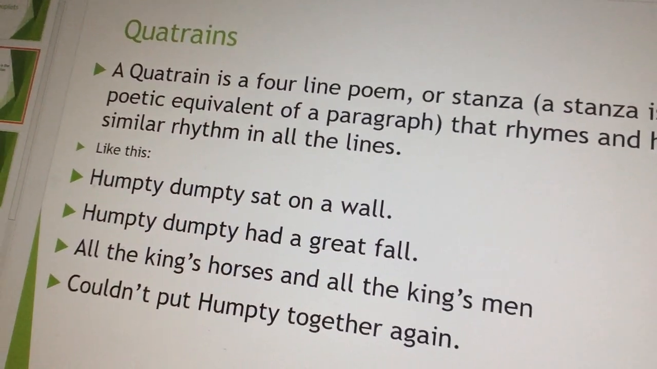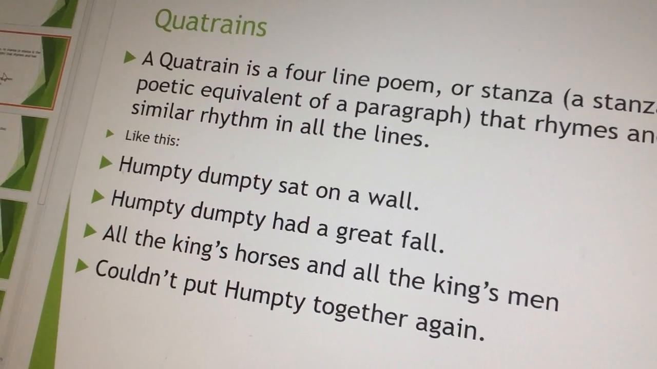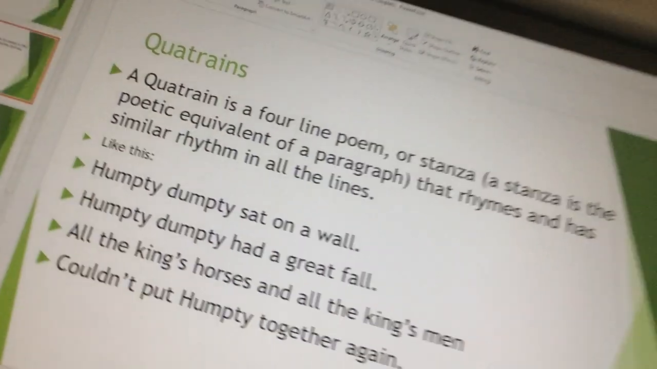Humpty Dumpty sat on a wall, Humpty Dumpty had a great fall. All the king's horses and all the king's men couldn't put Humpty together again. You can see that's a quatrain. It has 4 lines and it has rhyming in it. And then a couplet is a 2-line poem or stanza.